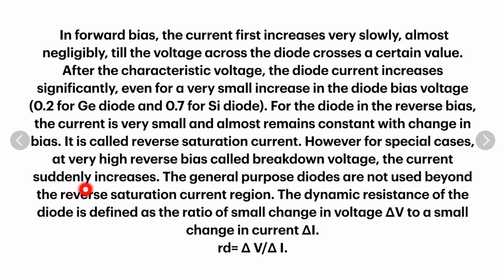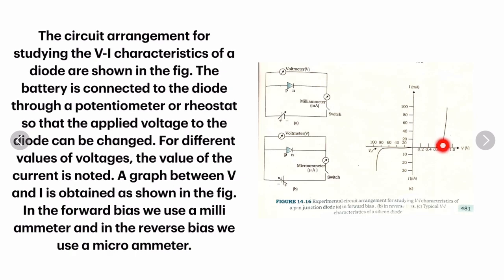I'll take you back to this figure again. So this is what they told in the forward bias. Here it is the reverse bias. Till around 80, between 90, there is no increase in the current in the reverse bias. It's almost a straight line parallel to the x-axis. That means there is no increase in the current.